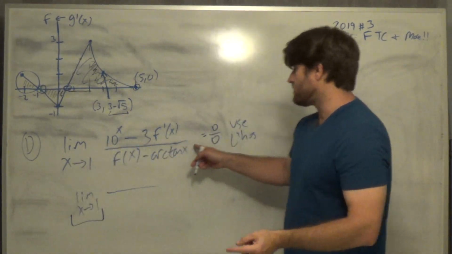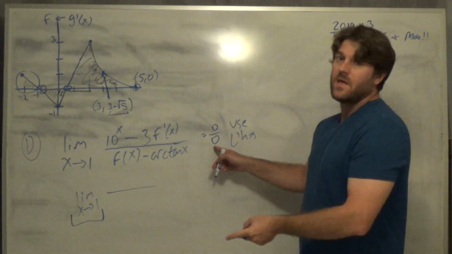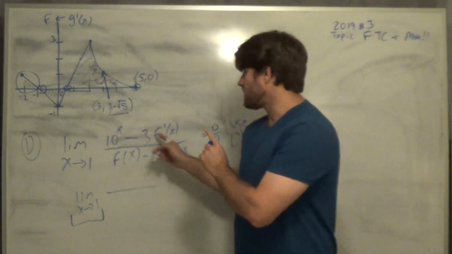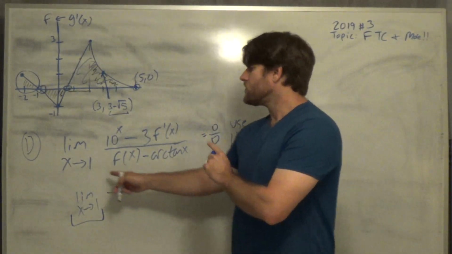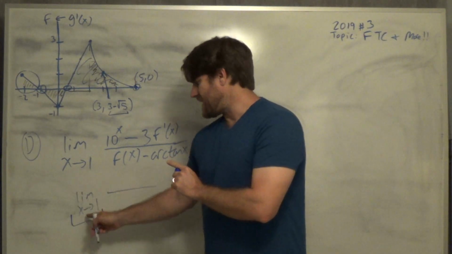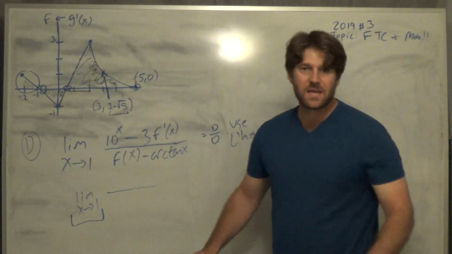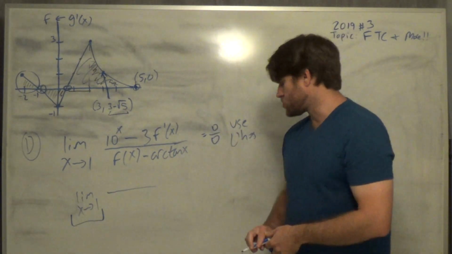So if you did L'Hopital's, you first have to show you get 0 over 0. Then you write the words use L'Hopital's, and then when you go to take the derivative of the top and of the bottom, you have to make sure to keep this limit of x minus 1. You have to rewrite it. If you don't rewrite it, you can't get the points. It's so crappy, but it's true.